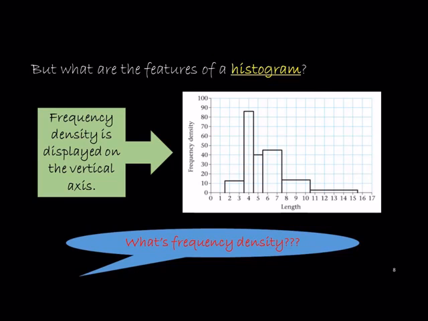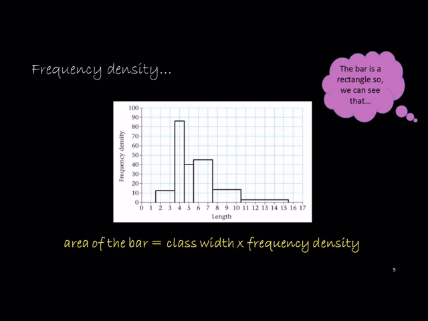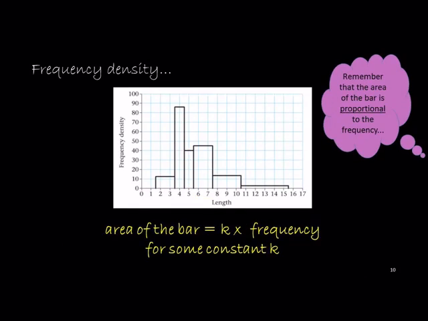But what is frequency density? Well, to answer this, let's consider. The bar is a rectangle, so we can see that the area of the bar is equal to the class width multiplied by the frequency density. That's the width of a bar multiplied by the height of a bar to give the area of the bar.